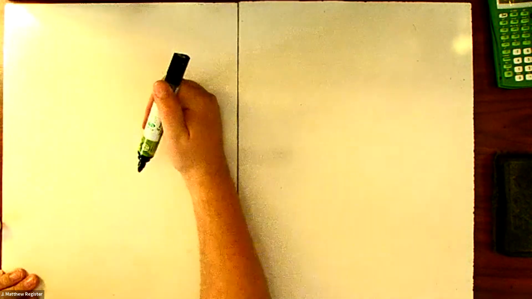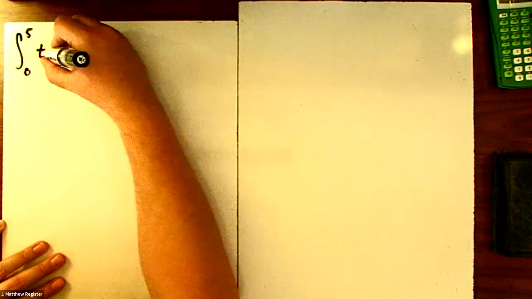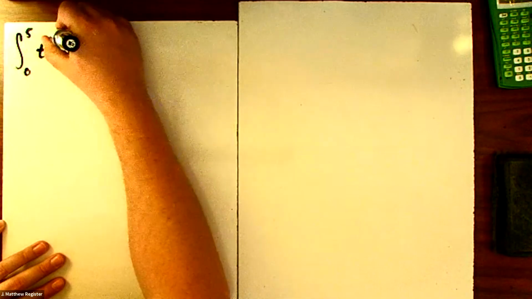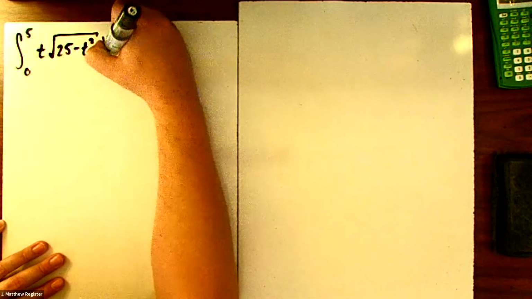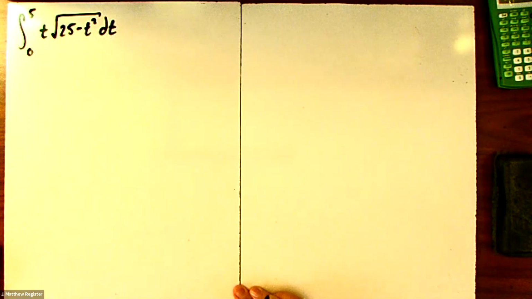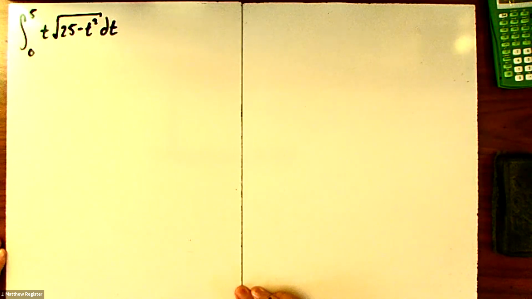And so our first one is going to be this one. Let's rewrite the problem first. The integral from 0 to 5 of t times the square root of 25 minus t squared. And so when we see this 0 to 5, one thing we can do is just ignore that part of the problem until the end. And that is a viable way of doing this. It's the way that I did it for many, many years, to be honest with you.